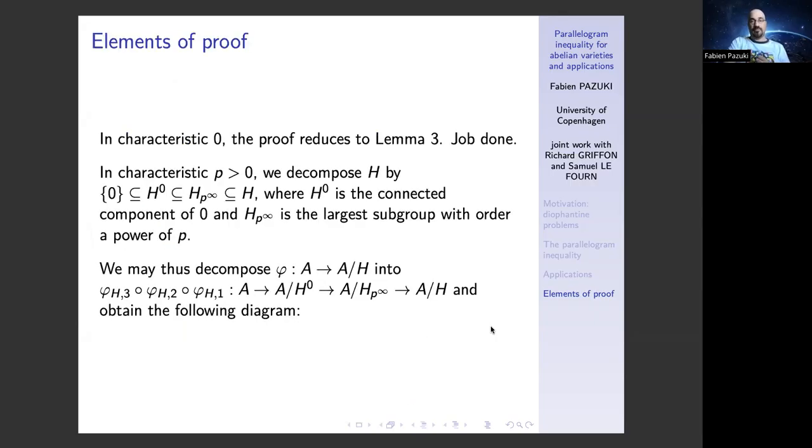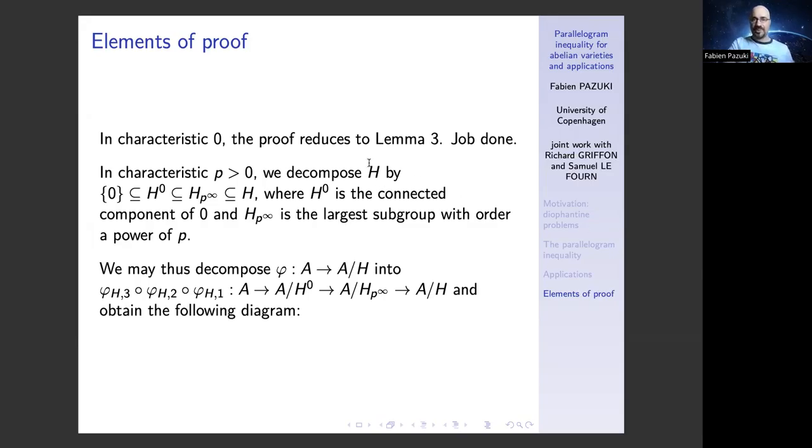So first of all, let me deal with characteristic 0 quickly, because in characteristic 0, you're étale with étale dual. There's no inseparability. So lemma 3, if you know how to prove lemma 3, then you prove it completely in characteristic 0. So the job is done. So now in characteristic p, you need to find the interesting subgroups. And this is what we propose.